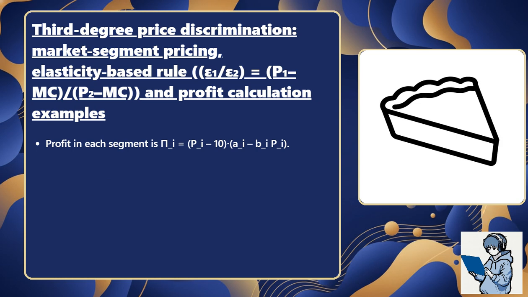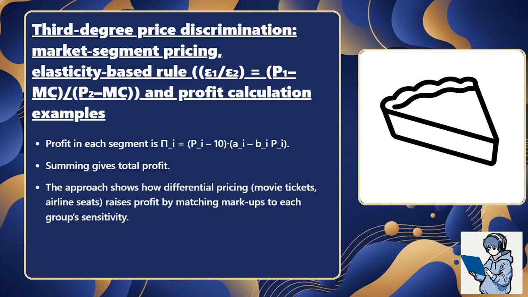Profit in each segment is pi sub i equals (P sub i minus 10) times (a sub i minus B sub i P sub i). Summing gives total profit. The approach shows how differential pricing, movie tickets, airline seats, raises profit by matching markups to each group's sensitivity.